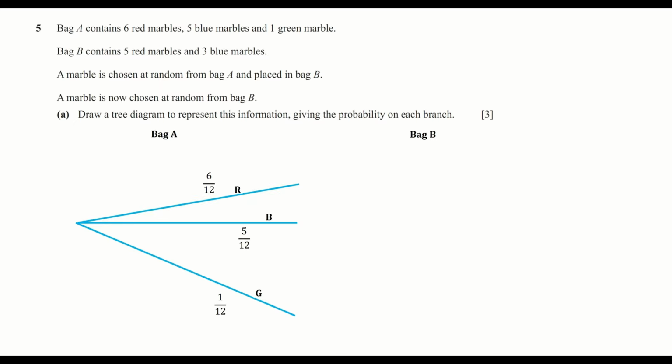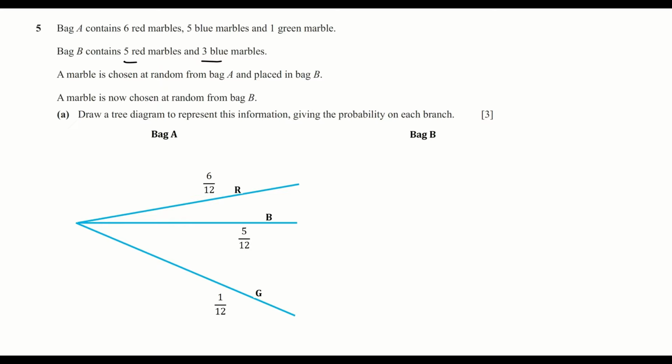Now we can look at bag B. Bag B contains 5 red and 3 blue marbles. It gives us a total of 8 marbles. But the question tells us that a marble is chosen from bag A and placed in bag B. So regardless of the color of the marble chosen, we are adding an additional marble to bag B, which means we will have a total of 9 marbles.